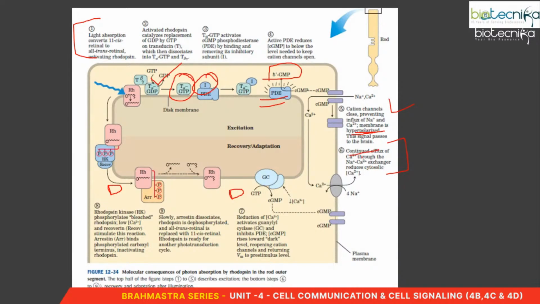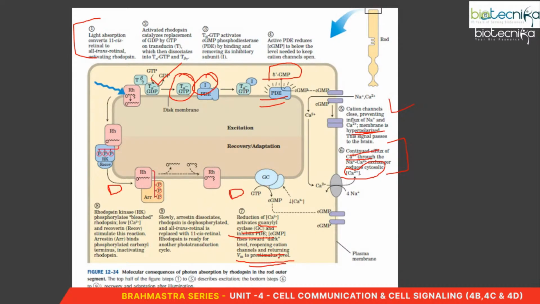Because of continued efflux of ions, there will be a reduction in the cytosolic calcium ions, which leads to two things. On one hand, it will be inhibiting the phosphodiesterase, and on the other hand, it will be activating the GC, because in the dark, what we have learned, we need to increase the ion channels. So once your cGMP is activated, ion channels will be activated, restoring the membrane potential back to the pre-stimulus stage.